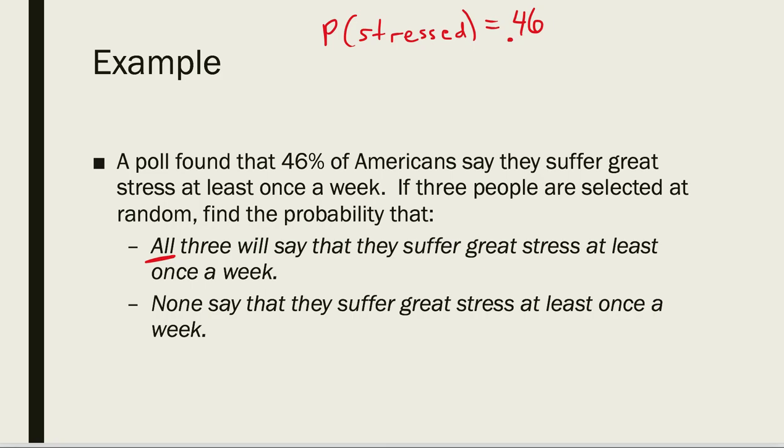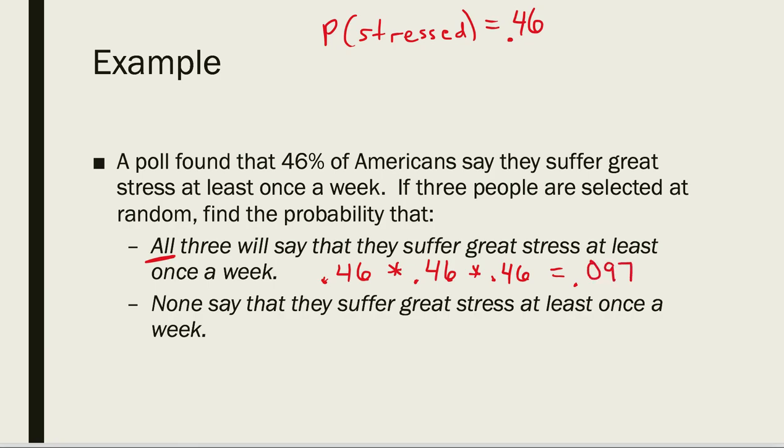We look at each person separately. So the first person says that they suffer stress, 0.46. Remember, we're doing "and," which means multiply. The second person saying that they're stressed, 0.46. And the third person saying that they're stressed is 0.46. All right, so I'm going to multiply those 3 numbers together. It gives me 0.097 for my answer.